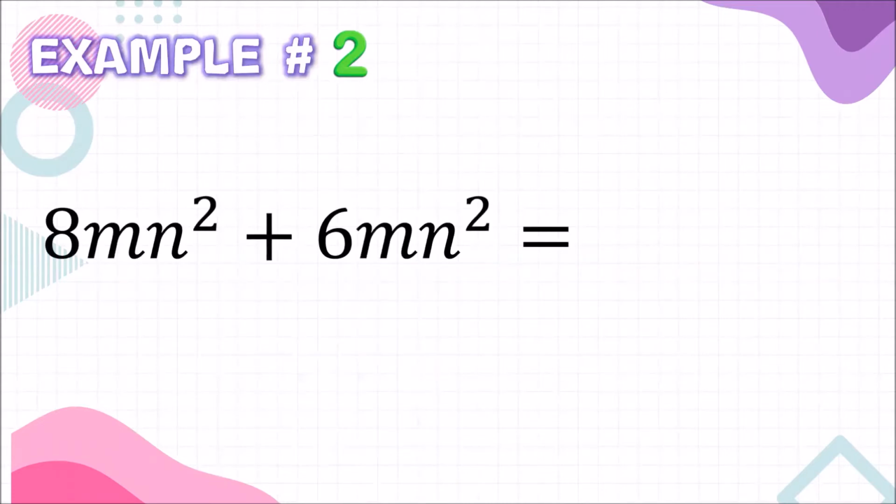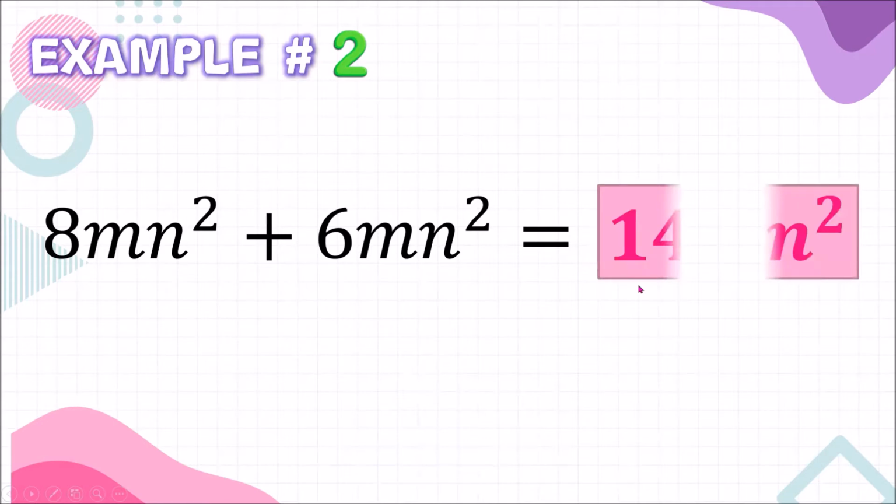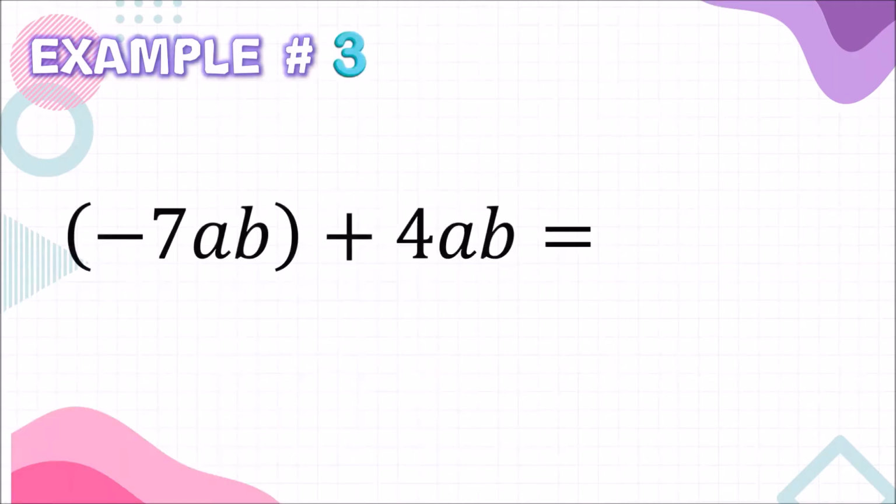Example number 2. 8mn squared plus 6mn squared. So our common variable here is mn squared. So just copy that. And then 8 plus 6, we have 14. So final answer, 14mn squared. Next, example number 3. We have negative 7ab plus 4ab. So our common variable here is ab, just copy. And then negative 7 plus 4.